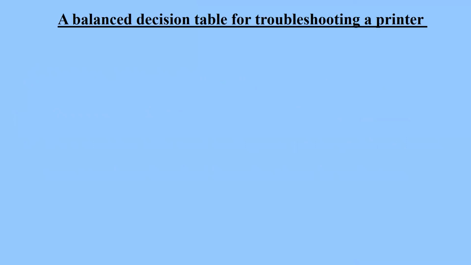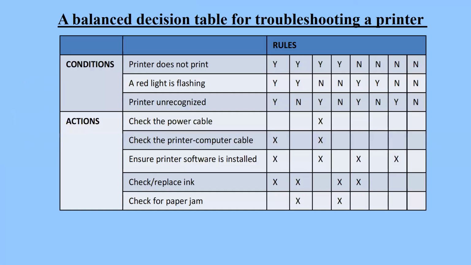As usual, you should have the heading for your table. In this case, my heading is Unbalanced Decision Table for Troubleshooting a Printer. So here is our decision table. It has conditions, it has rules, it has actions to be carried out. I would like you to look at each of these conditions, the rules in place, and the actions to be taken. For example, if the condition is that a printer does not print, what happens?